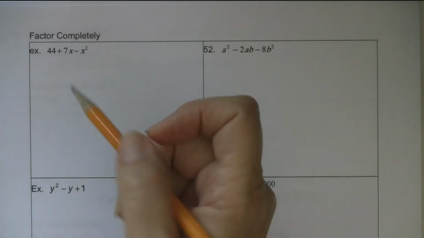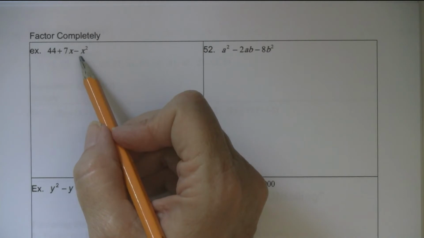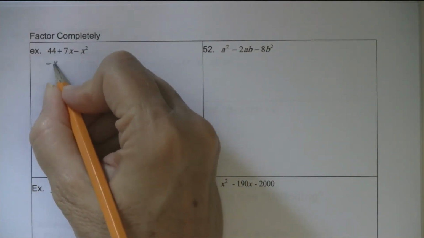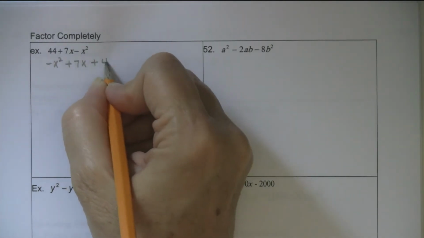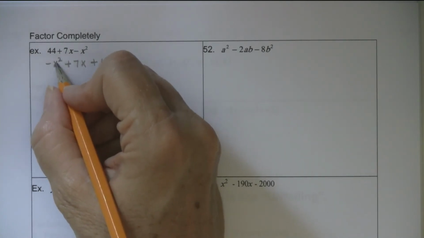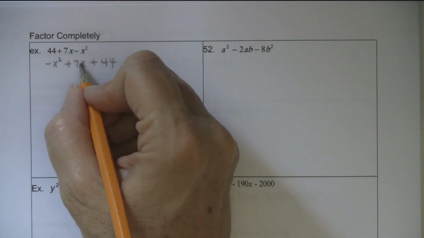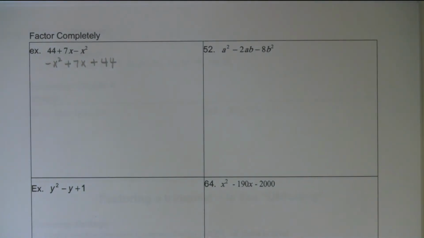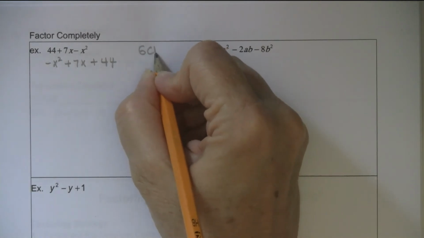So you can't help but notice right away that, well, usually x squared would be first, right? And so when I write it in order, negative x squared plus 7x plus 44. So the leader, the highest exponent, goes first. So that's x to the second. This is x to the 1 goes second. And then x to the 0 goes last. That's descending order.